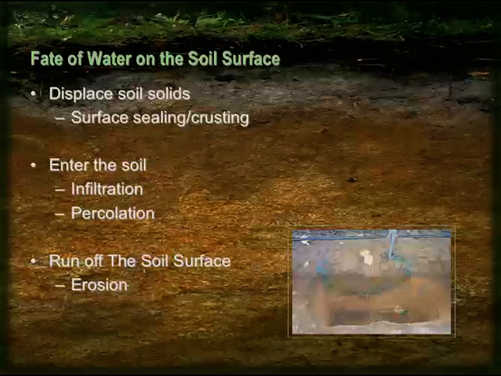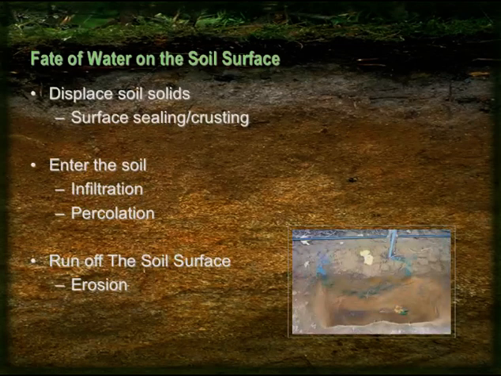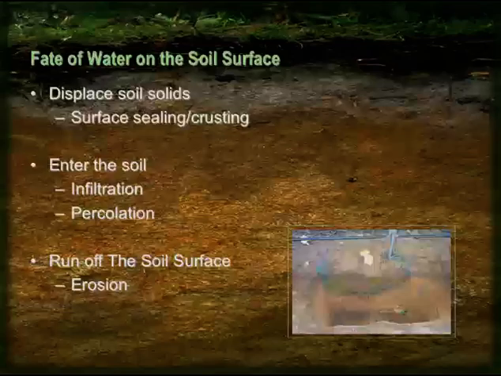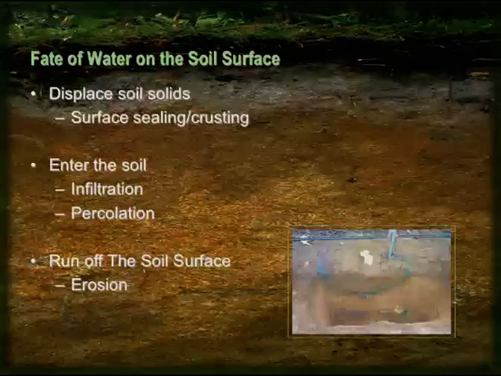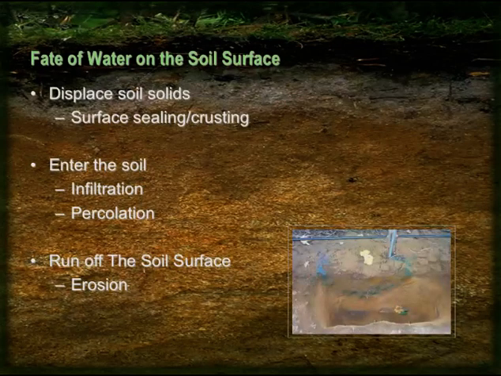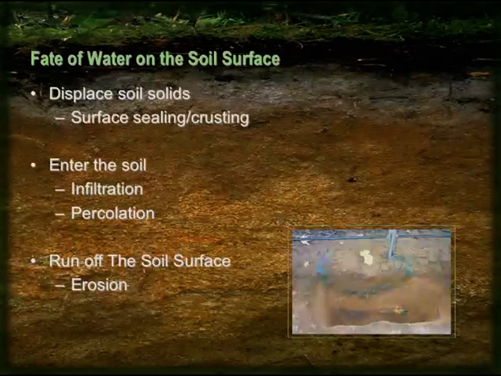It's fairly common when we go in and till ground and kind of beat up the ground and really destroy that soil structure. What happens is when the water hits that surface, it can seal it, and it can cause crusting. Now, once the water enters the soil, there's two things that go on. One is infiltration, and one is percolation. And then lastly, we can get runoff, and that can happen in the form of erosion, something I'm sure that you're all familiar with.